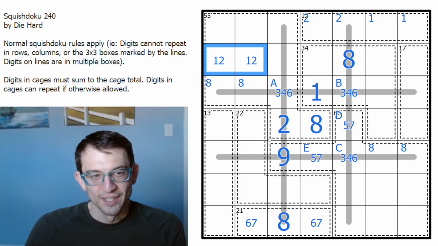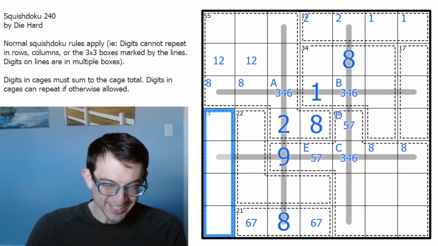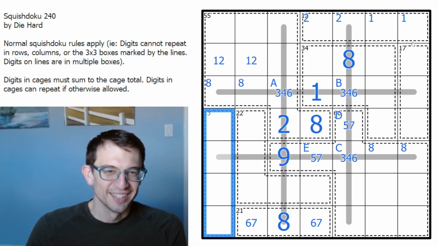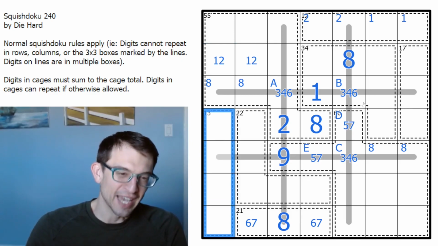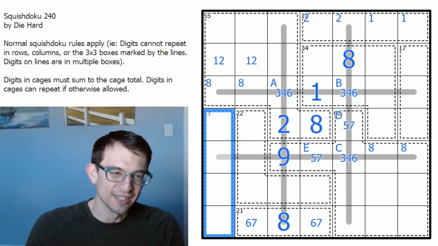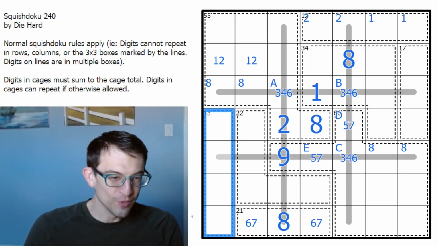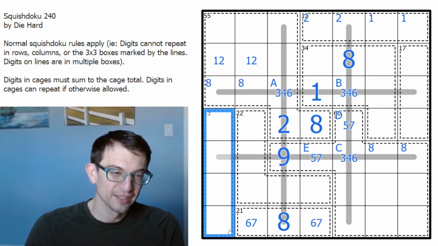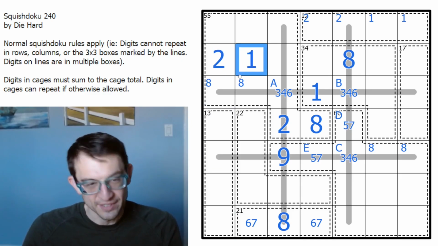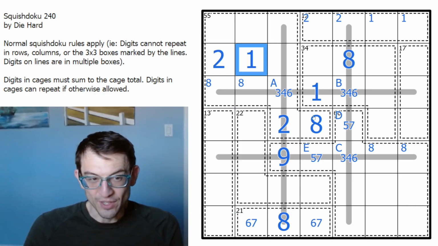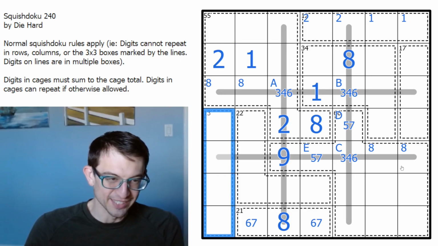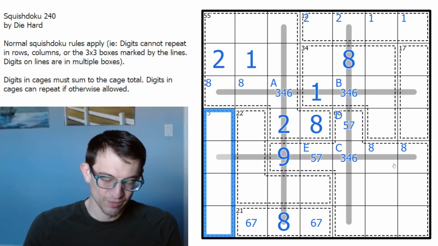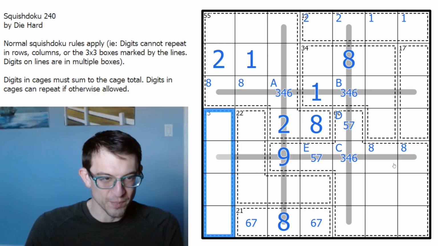And now let's go down to this 13 cage. So I'm going to give you a second again to pause the video. Think about what absolutely has to go in this cage. And the answer is a 1, because if you don't have a 1, you get 2, 3, 4, 5 at a minimum, which is 14. That's too big. So I have to have a 1 in this cage, meaning that 1 can't go here. So this is the 2, this is the 1. And now I know exactly what fills this cage. I don't know the order, but I know the 4 numbers in that cage.